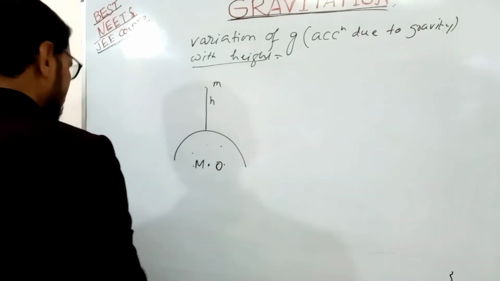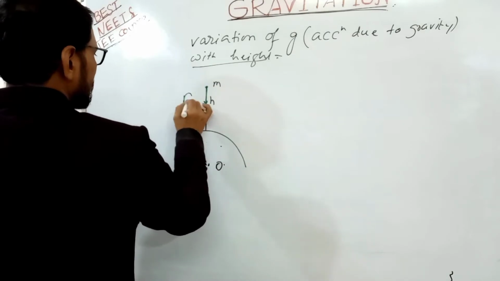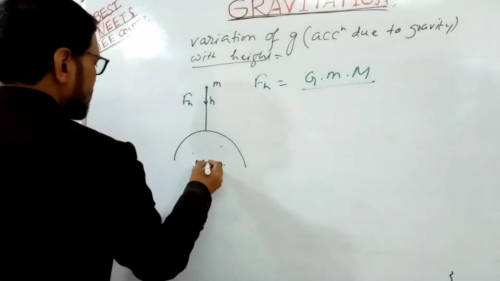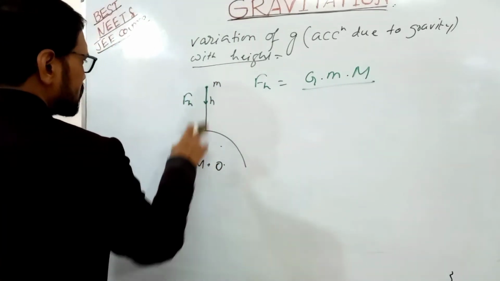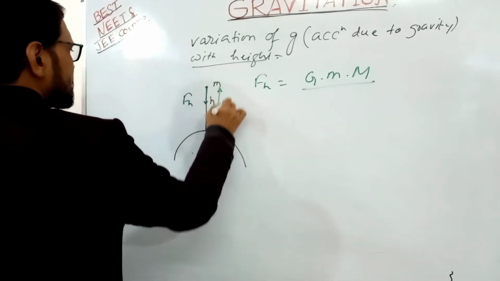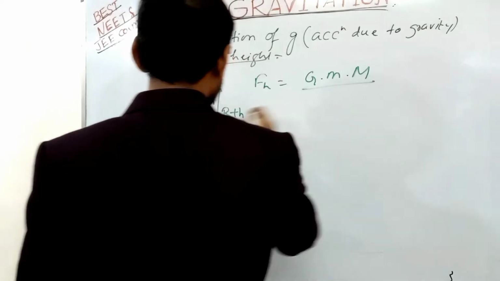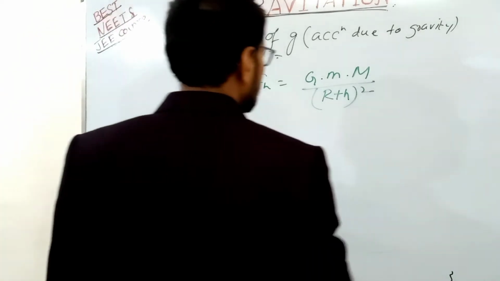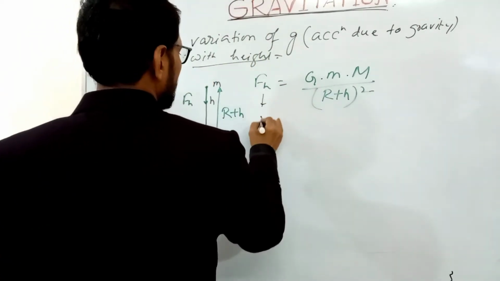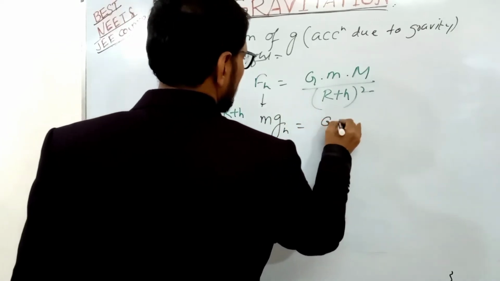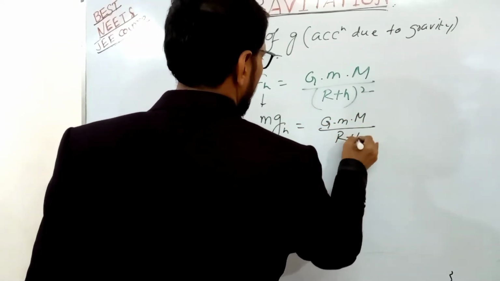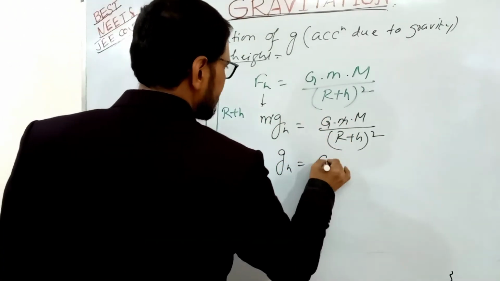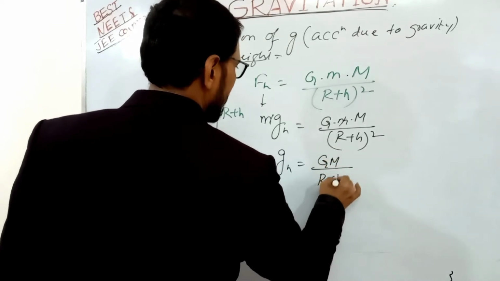So what is the force acting on the mass? The force acting is denoted by Fh. So Fh is equal to G M m by the distance squared, where the distance we consider from here to here is r plus h. So the force at height h is equal to this formula. Now force equals mass into acceleration. m cancels, so gh equals GM by r plus h whole square.